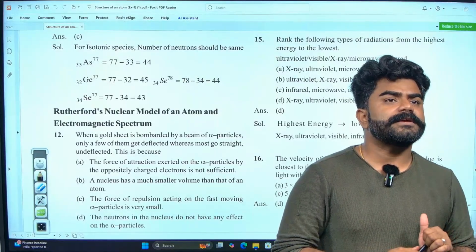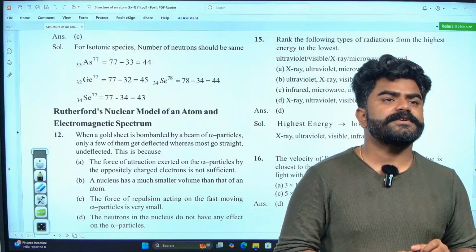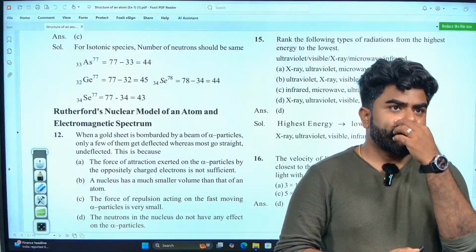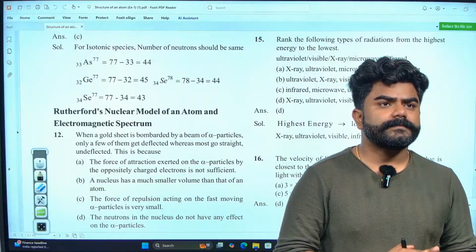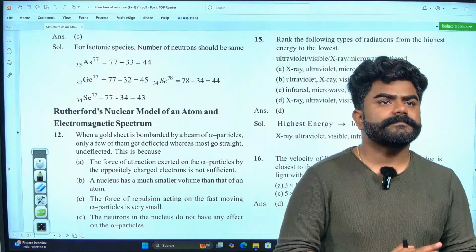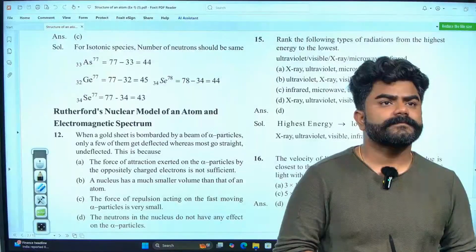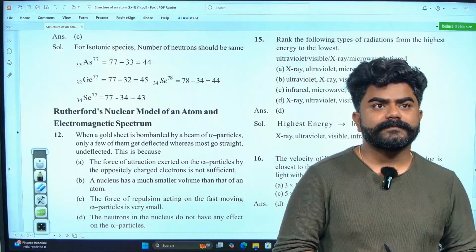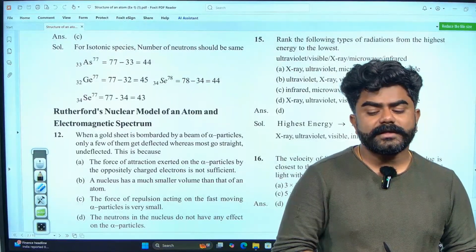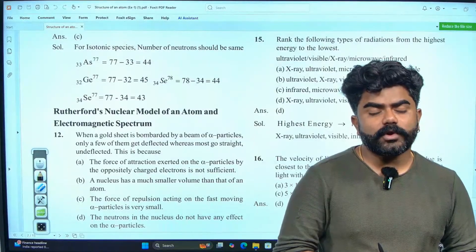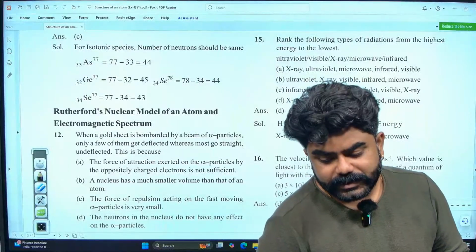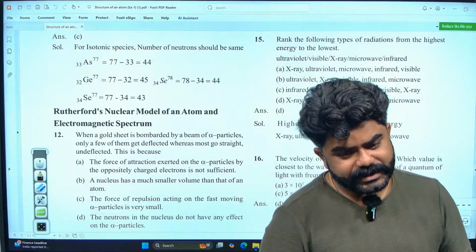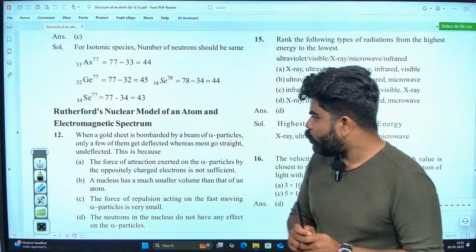Check your notes and tell me how many observations were there. Unmute and tell me. Madhuvanti. 3 observations. Okay. Then the interpretation. What did he understand from those observations? I have given 3 points. Right. Okay.